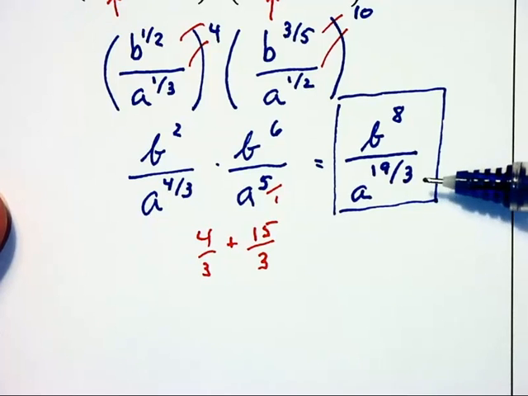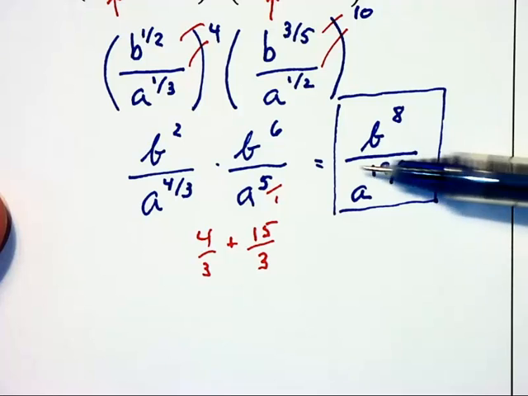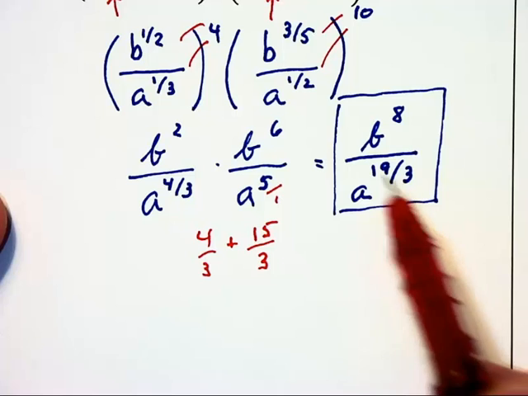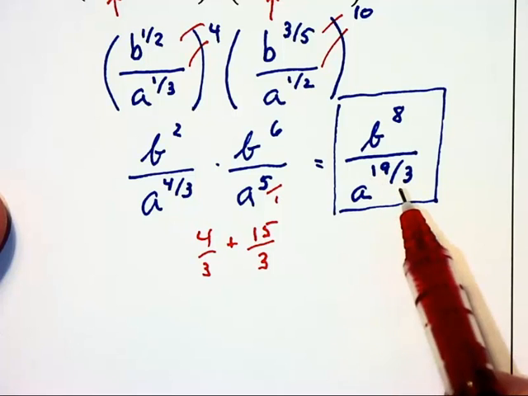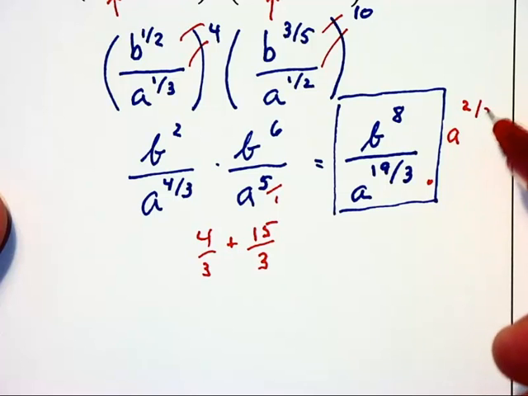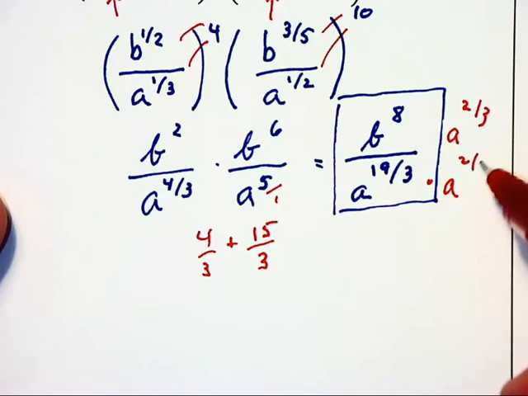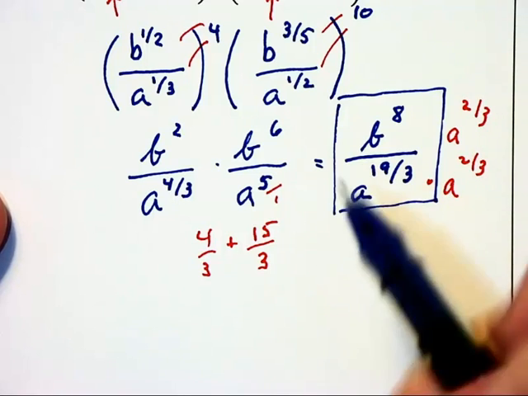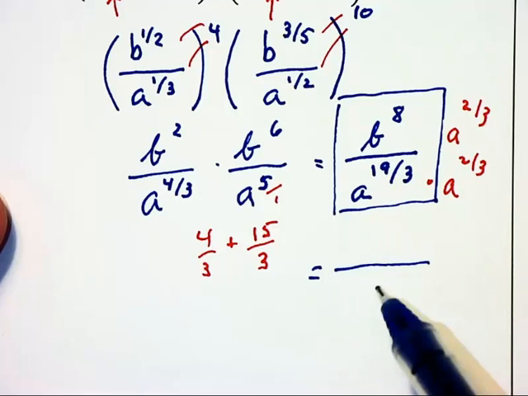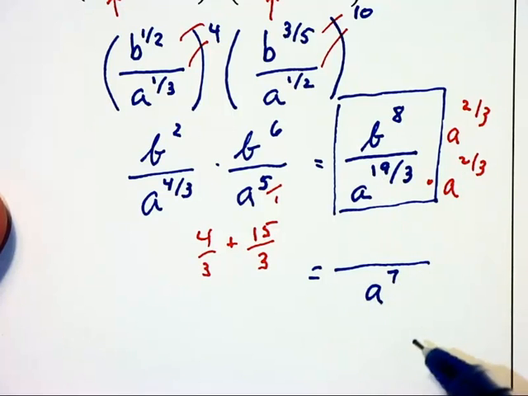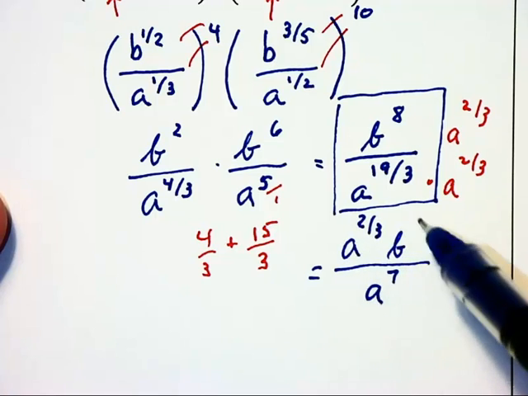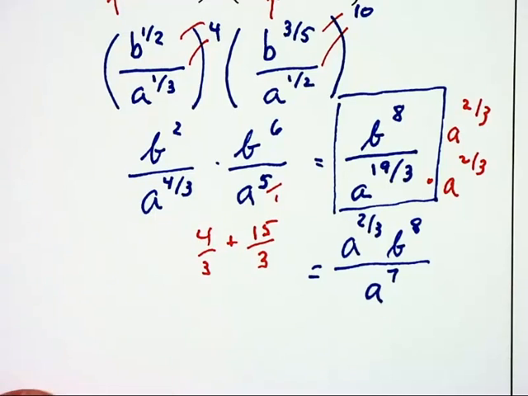However, note that this is not simplified. We really don't want that. What I would do to simplify this is I would need the denominator not to have a fractional exponent. If I were to multiply by a to the 2/3 over a to the 2/3, notice how the denominator would now have a to the 21/3, which would be a to the 7th. And then the numerator would be a to the 2/3, b to the 8th, and I'd have a rationalized denominator.